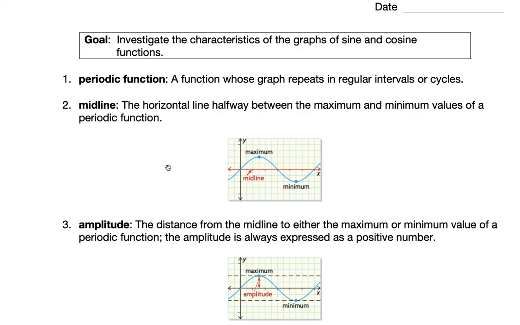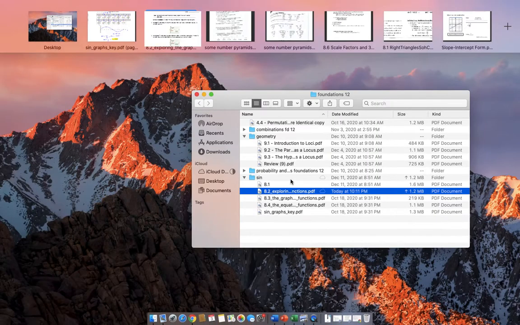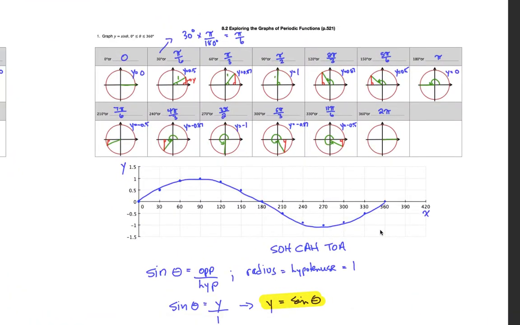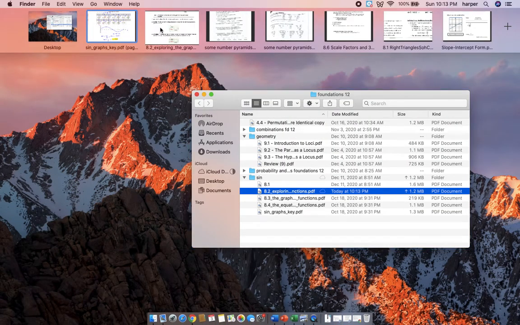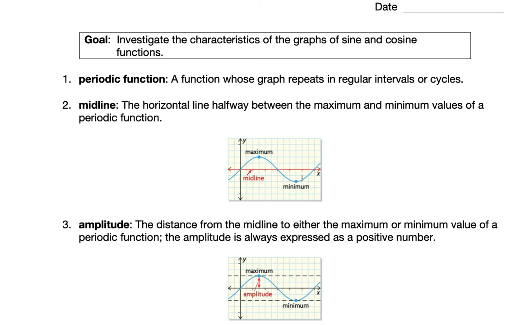The midline is literally just the horizontal line halfway between the maximum and minimum values of your periodic function. So if we just looked at our regular graph right here, the midline would actually just be 0 because it goes down to -1 and up to 1. The middle of those two values is 0. So 0 would be our midline. It doesn't really show well here, so that's why I went back to that one.